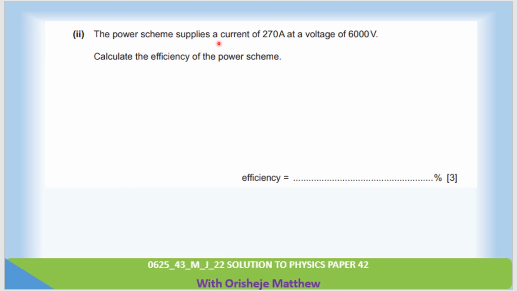The power scheme supplies a current of 270 amperes at a voltage of 6,000 volts. That is 6 kV, kilovolts. Calculate the efficiency of the power scheme. So you have the output and then you have the input. Power output over power input, expressed as a percentage, is the efficiency of the power scheme.